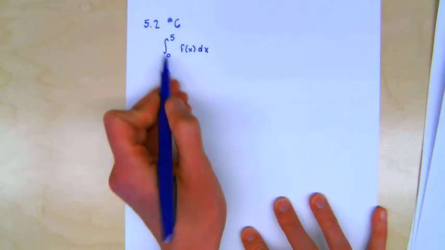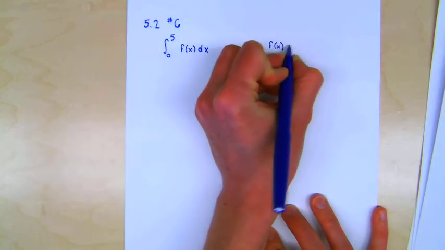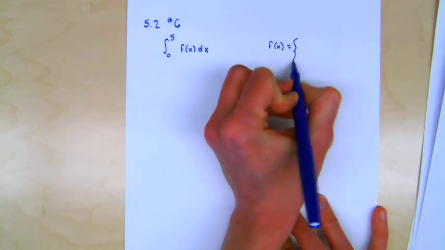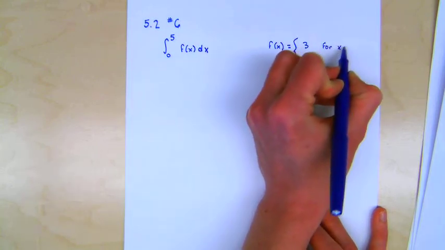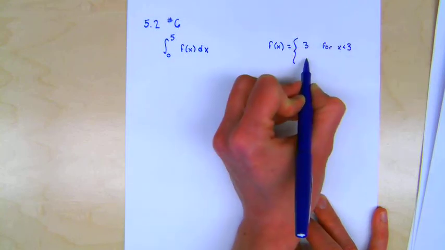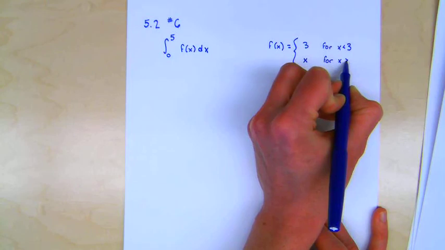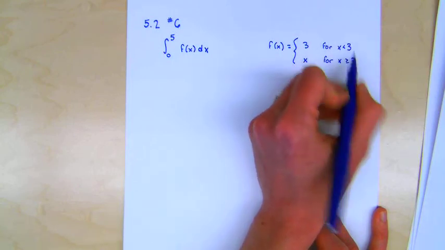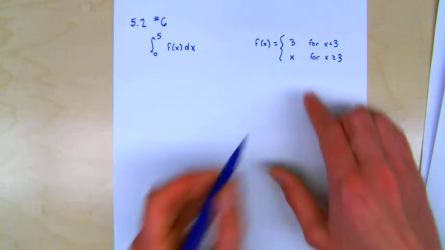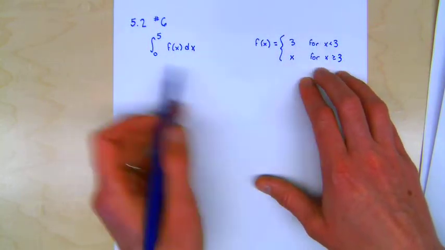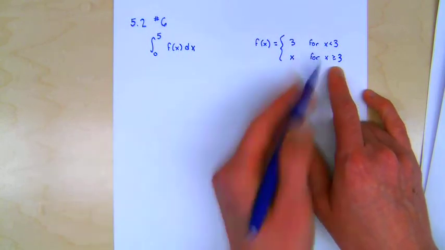So we're looking at the integral from 0 to 5 for our function. In this case, we have a piecewise function given by f of x equals 3 for x values that are less than 3, and then our function is exactly equal to x for x values that are greater than or equal to 3. And again, your number 3 here might be different than the numbers that I have. But because we're asked to be able to estimate this integral, we're going to have to set this up. We're going to have to draw the picture of what this function is representing.